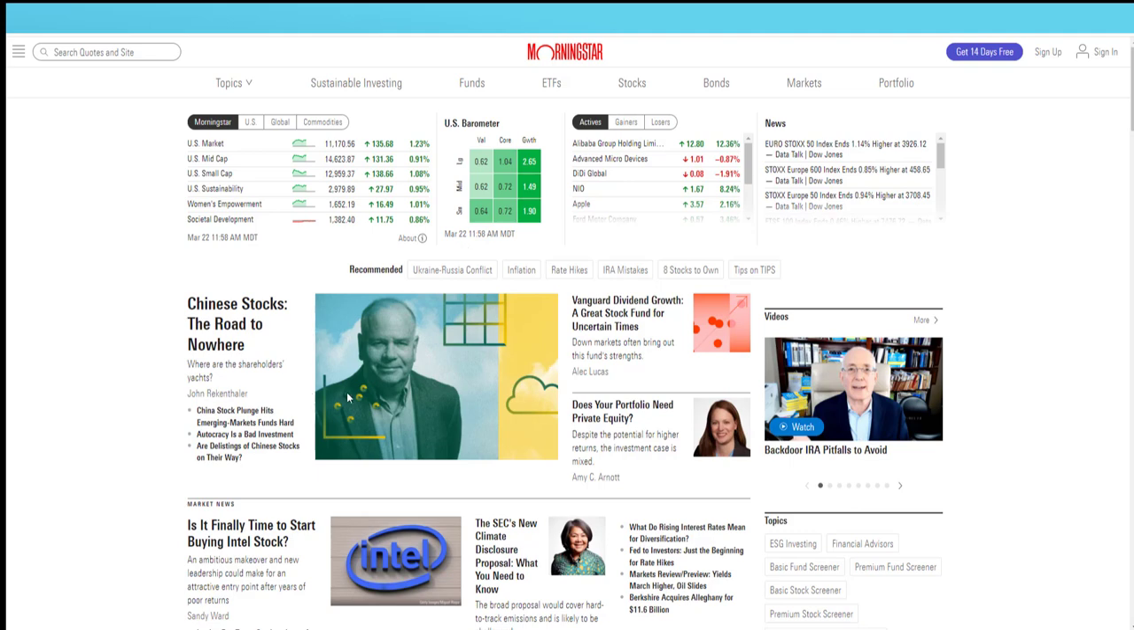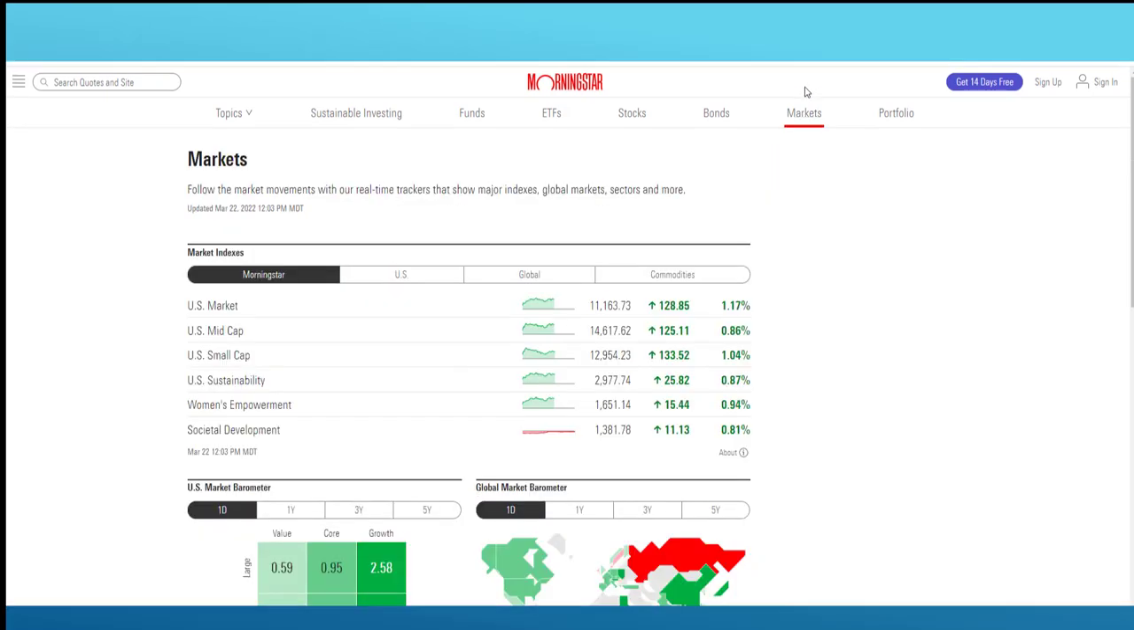Here on the home page, you can see there's a lot of articles that have been posted recently. We also get a market barometer for small cap, mid cap, and large cap stocks, value, core, and growth stocks. We see the U.S. market, mid cap, small cap. So let's go to markets over here and see what this page tells us. We get a little bit better detail here.